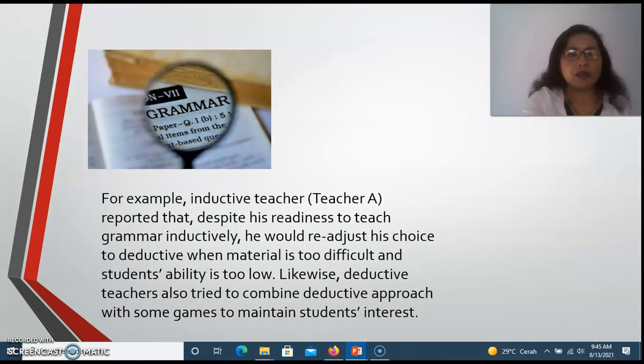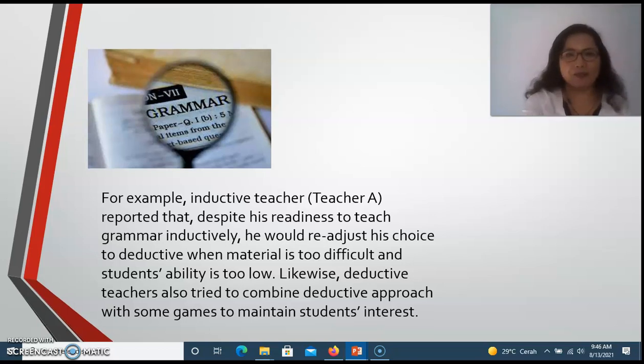For example, inductive teacher A reported that despite his readiness to teach grammar inductively, he would readjust his choice to deductive when the material is too difficult or when the students' ability is too low. Likewise, a teacher who uses the deductive approach dominantly in his grammar teaching also said he always tried to combine the deductive approach with some games to maintain students' interest in learning.